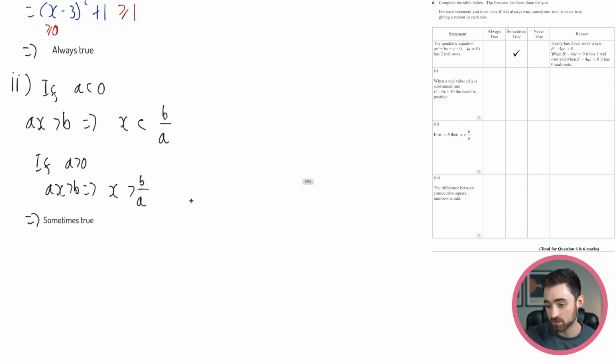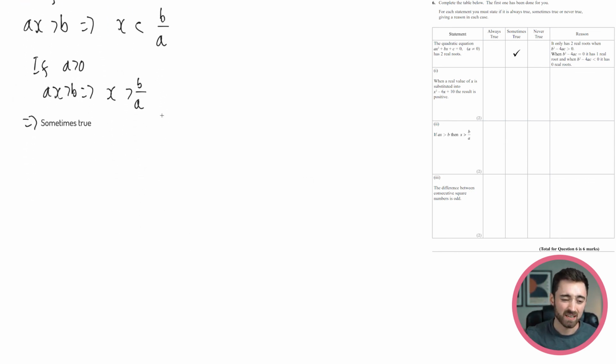Cool. The difference between consecutive square numbers is odd. They're making you graft in this. This might take a while. So really, we're just going to need to do a proof here. Again, start subbing in consecutive square numbers, you'll be here for an infinite amount of time. Don't do that. So let's have a think about how to do this algebraically.